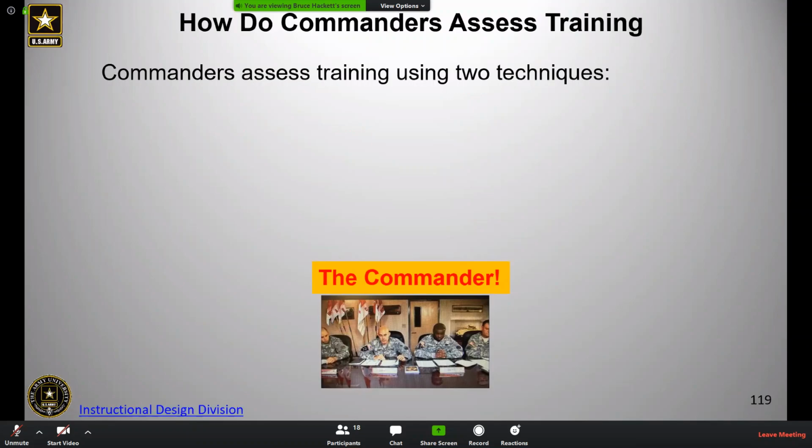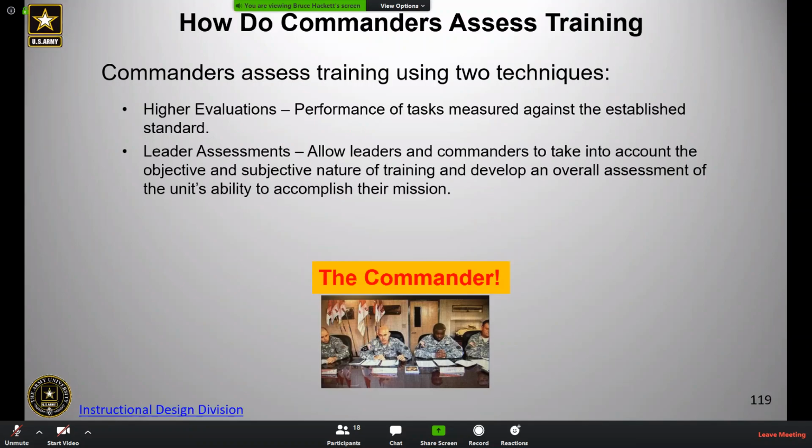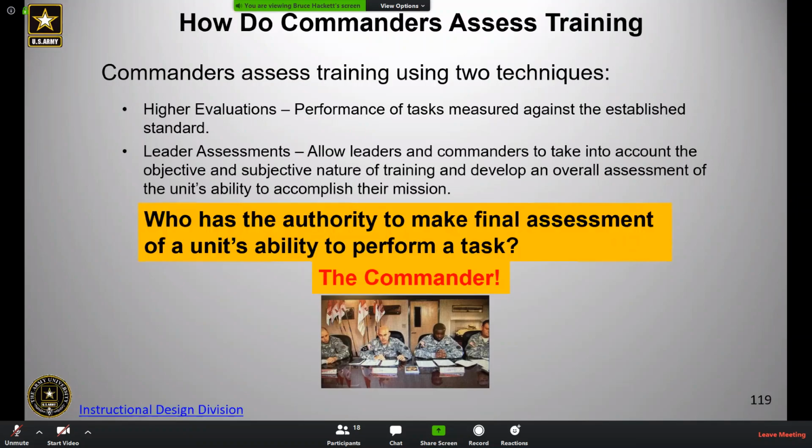How do commanders assess training? Commanders assess training with two techniques: higher headquarters evaluations, performance of tasks measured against established standards, and leaders' assessments, allowing leaders to command and commanders to take into account the objective and subjective nature of the training and develop an overall assessment of the unit's ability to accomplish the mission. Who has the final authority to make final assessments of a unit's ability to perform the task? Of course, the commander. Any questions?